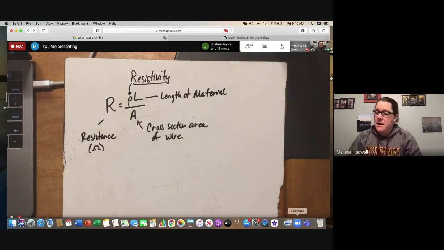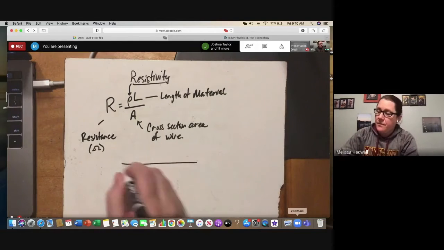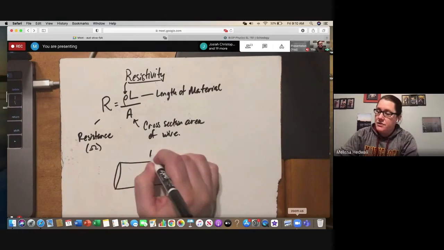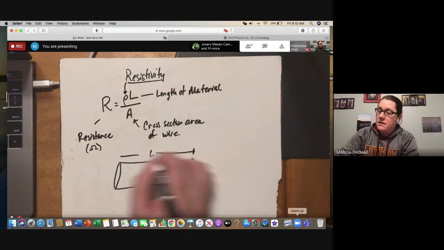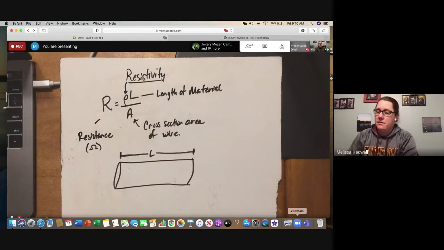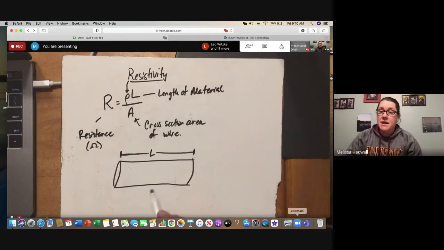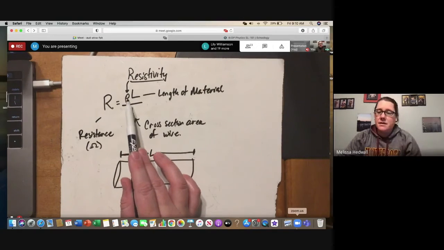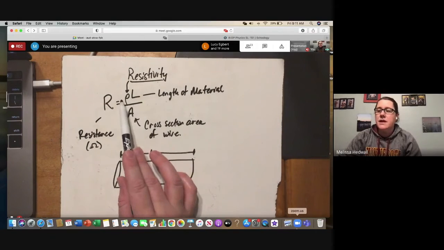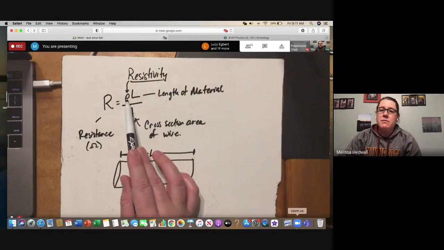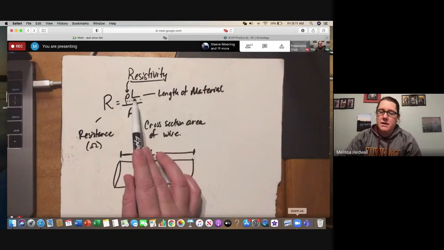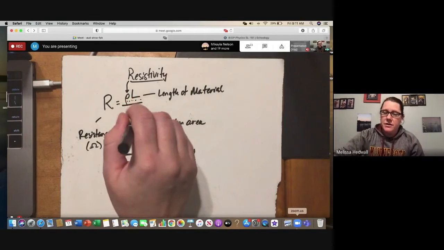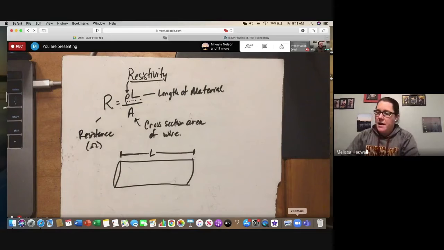When we set this up, we have our wire here, and your length is whatever the length of that wire is. It has to be measured in meters. We'll keep everything in meters. Sometimes they'll talk about resistivity in centimeters. If you keep everything in centimeters, that can work as well, because the units will cancel out, but we'll talk about that in a little bit.